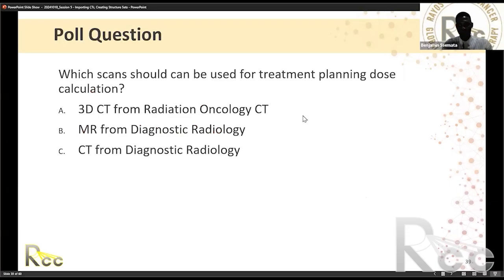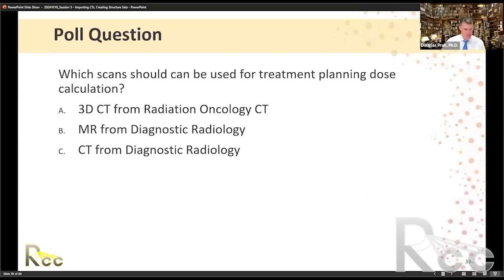Yeah, from the chat box, I can see very many people are going for option B. So yeah, they got it right, most of them. Okay, great. The next question: which scans can be used for treatment planning dose calculation? This references maybe a couple of sections ago, so I just want to make sure this concept is well understood.